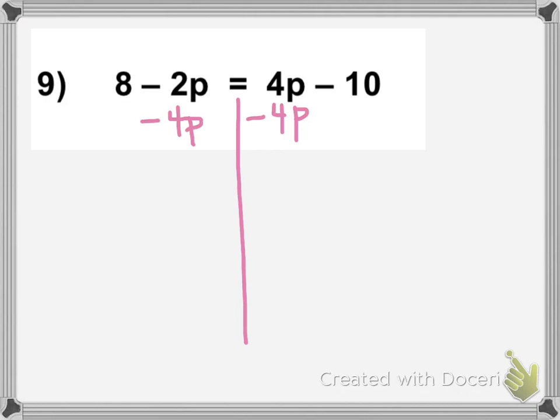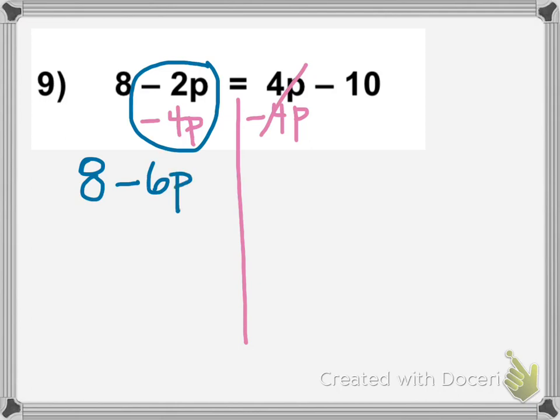When I subtract 4p from 4p, I get 0. Let's bring down what's left. On the left, I've got 8. I've got to combine these two guys. Negative 2p combined with another negative 4p is going to be negative 6p. Bring down your equals. Bring down the negative 10 on the right. Pay close attention to your negatives here.